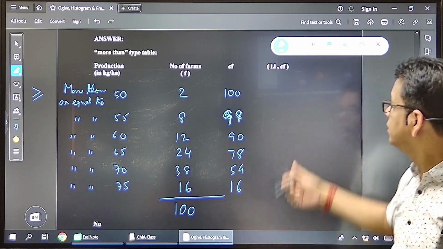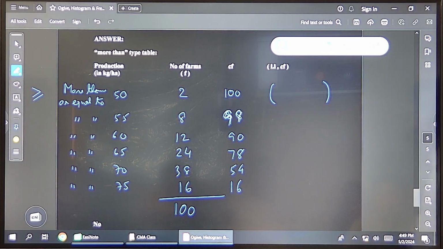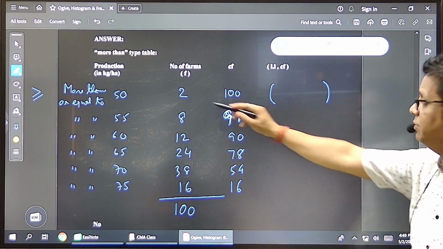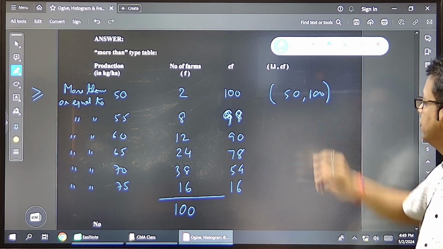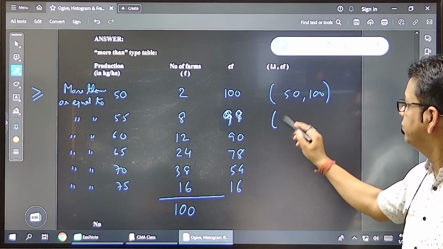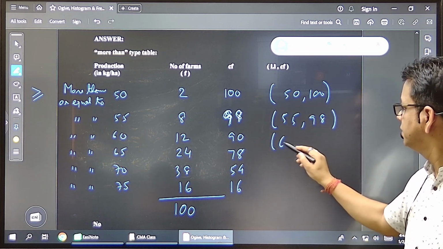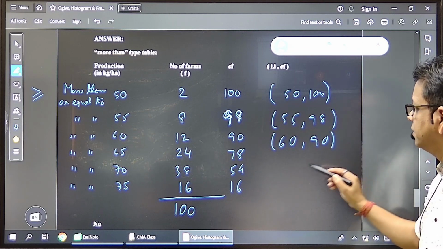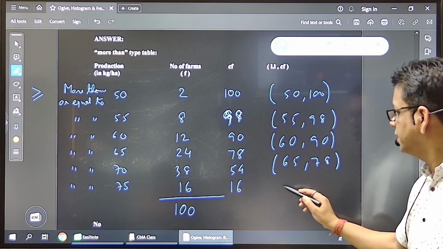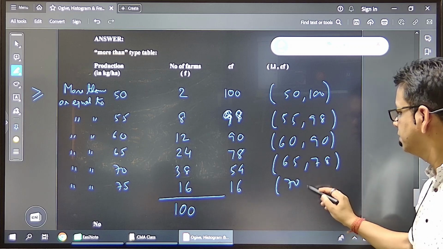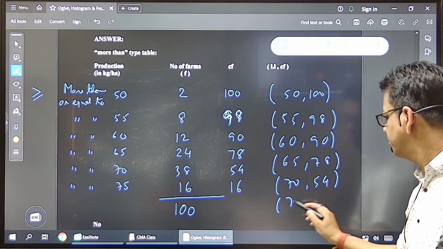Anyway, now let us make the ordered pairs. How to make the ordered pair? Lower limit comma CF. The lower limit is this one only. 50 comma 100, then 55 comma 98, 60 comma 90, 65 comma 78, then 70 comma 54, and then 75 comma 16.